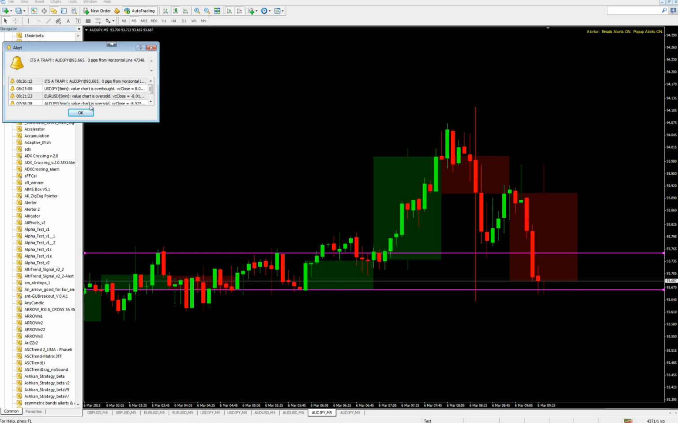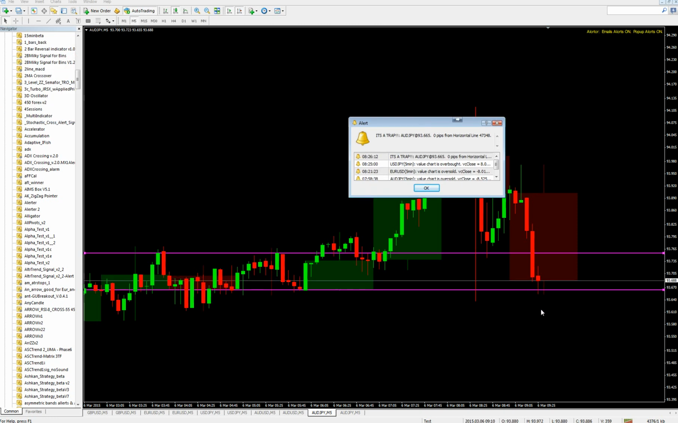Yeah. This one will say here, as you can see, price hit it and came back up. It says it's a trap, AUD JPY. So it alerted when it hit it. So there's what the alert looks like when it pops.